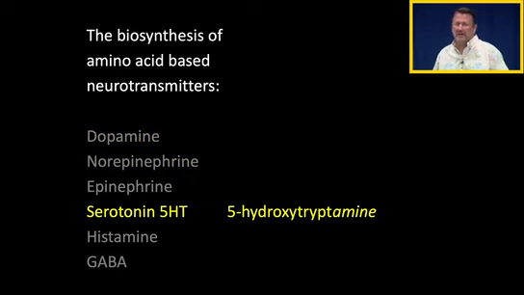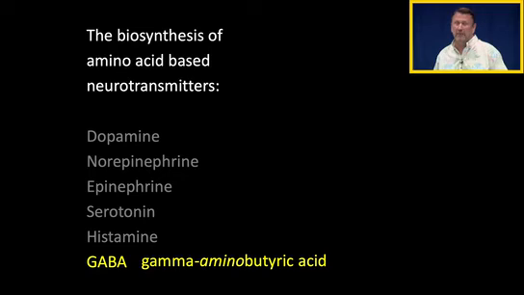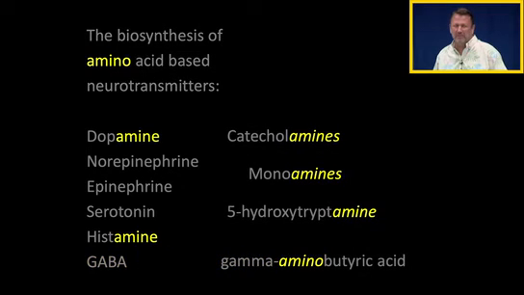Serotonin is 5-hydroxytryptamine. We're looking at all these amine words. Gamma amino butyric acid, histamine. And so we talk a lot about biologically active amines for this reason right here, because these amines have all sorts of effects on the body, as well as being neurotransmitters.